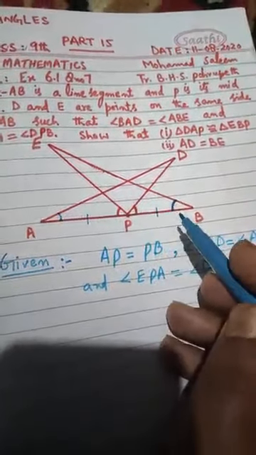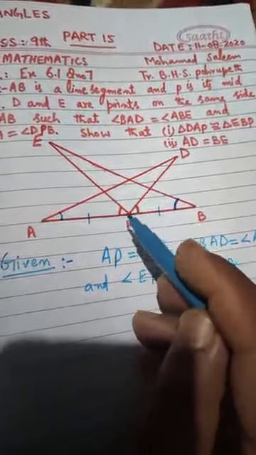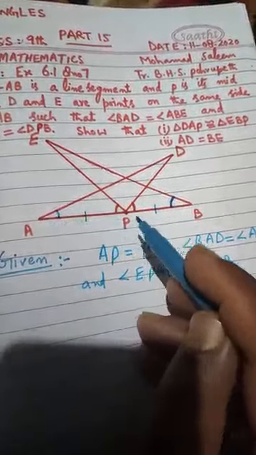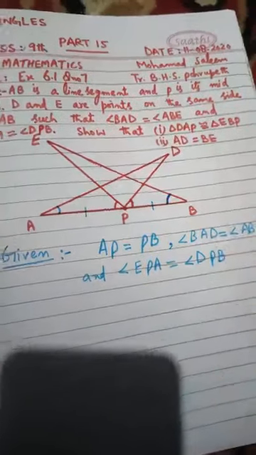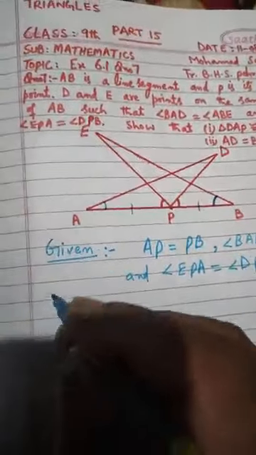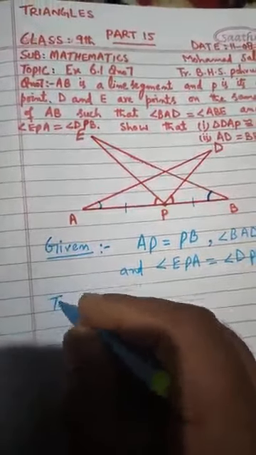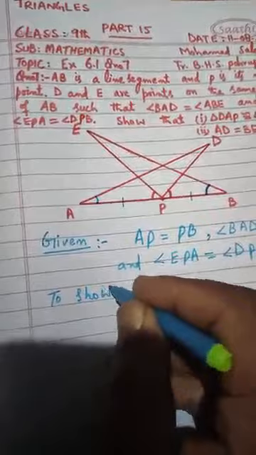These two angles are equal, and these two angles are equal as well. And also we have AP is equal to PB. We must remember these points. Okay, now what do we have to show? We have to show two things.